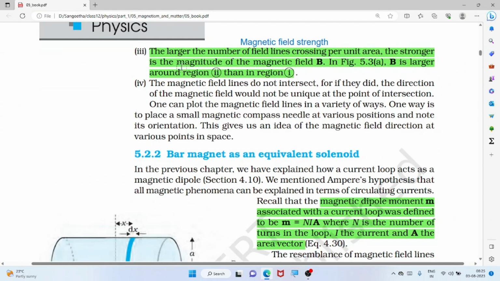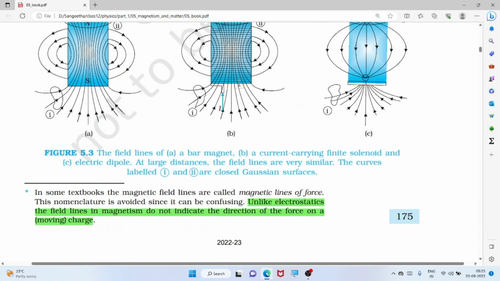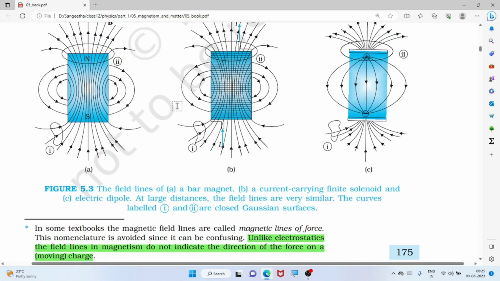Magnetic field strength: the larger the number of field lines crossing per unit area, the stronger the magnitude of the field B. In figure 5.3a, B is larger around region 2 than region 1. So here it is more than here, because the number of field lines crossing this area is more here, but less here.